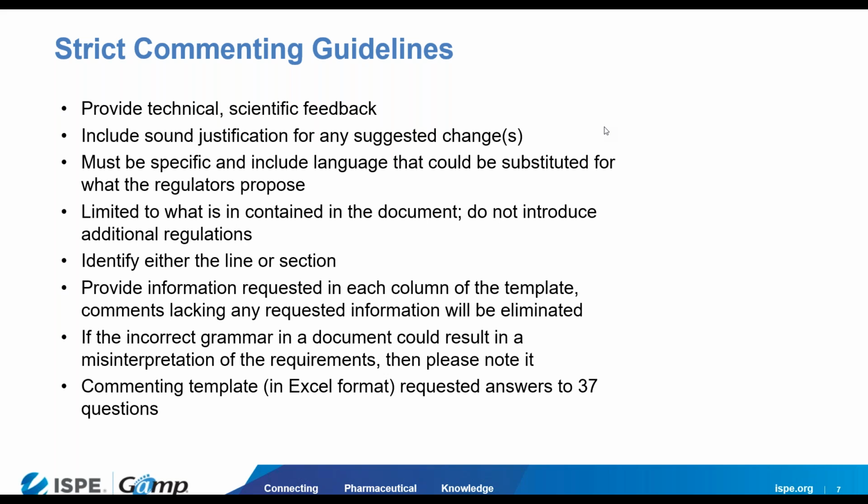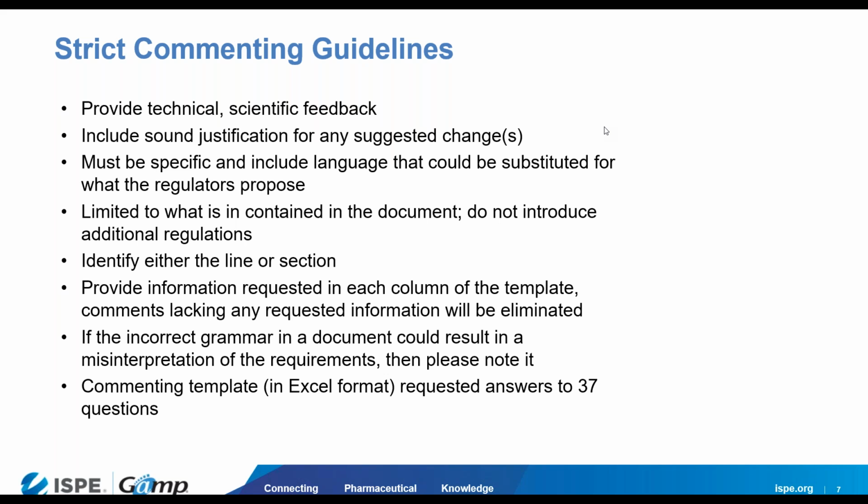Thank you. These guidelines, I've tried to summarize them here. They went on a little bit longer than that, but clearly they were after some technical and scientific feedback. Any feedback they received needed to have some sound justification applied to it if it was requiring any changes to the document. They wanted the feedback to be quite specific, and if it was requiring some substantive changes to the document, they wanted those changes to be written in a language that could be substituted for what the regulators proposed.